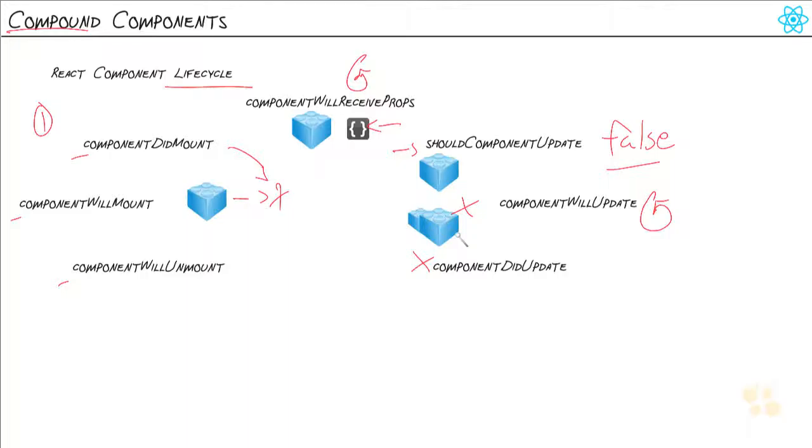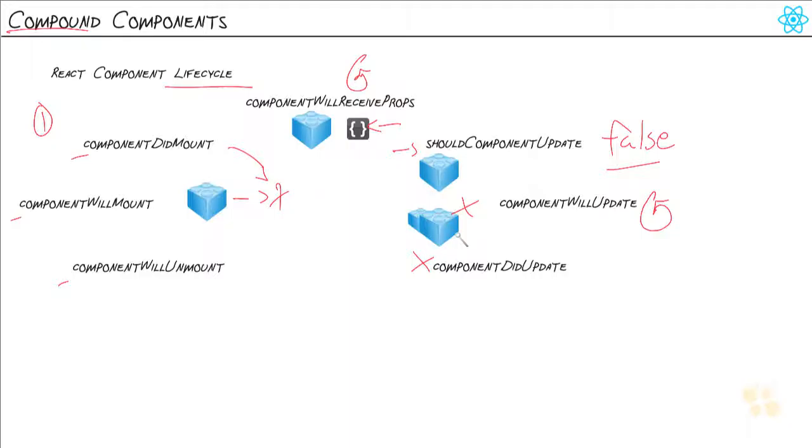So should component update, I think, is really, really cool. If you don't interrupt it, if you don't interact with it, it always by default returns a true. Obviously, you can get into real trouble if you use should component update in the wrong way, so tread carefully there, but it's a neat lifecycle method to interact with.